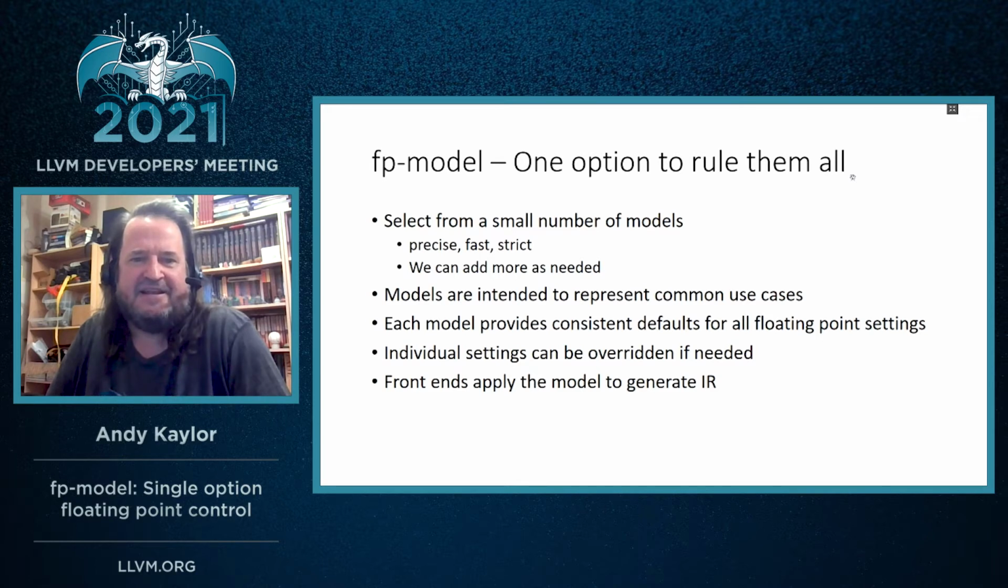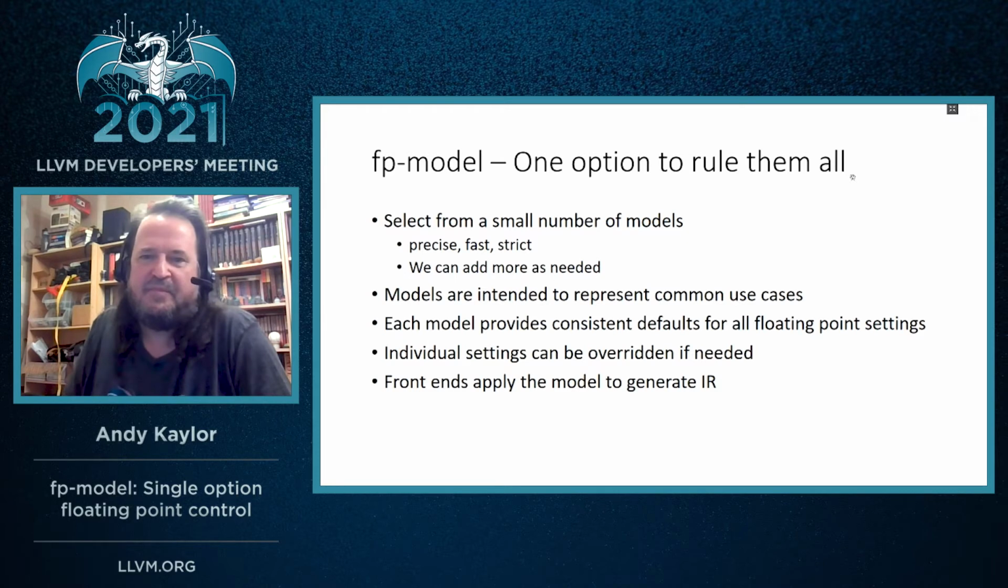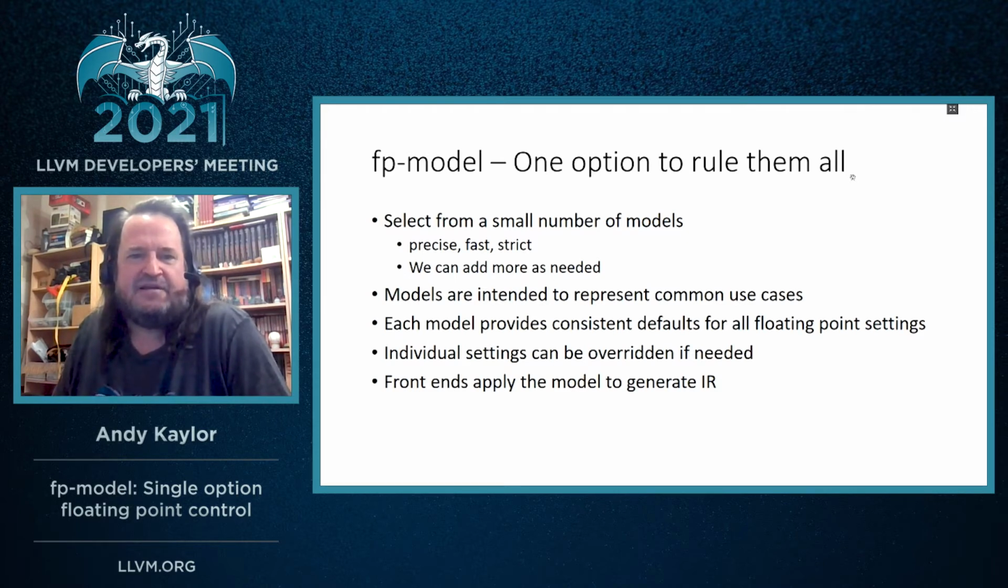The other thing that I'd like to emphasize here is that this doesn't change the way that the floating point controls are represented in LLVM IR. This is just an option that the front end uses to let the user specify which group of settings they want to use for generating the IR. So now I'll go through each of these models individually and describe how they're used and what settings they have.